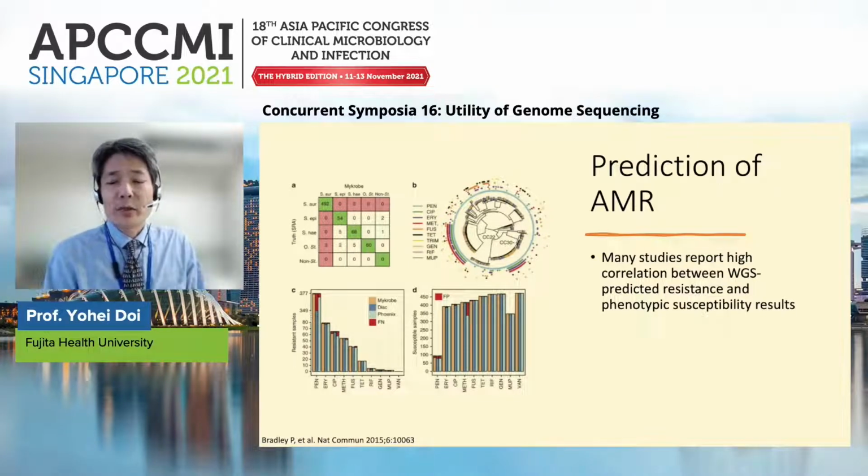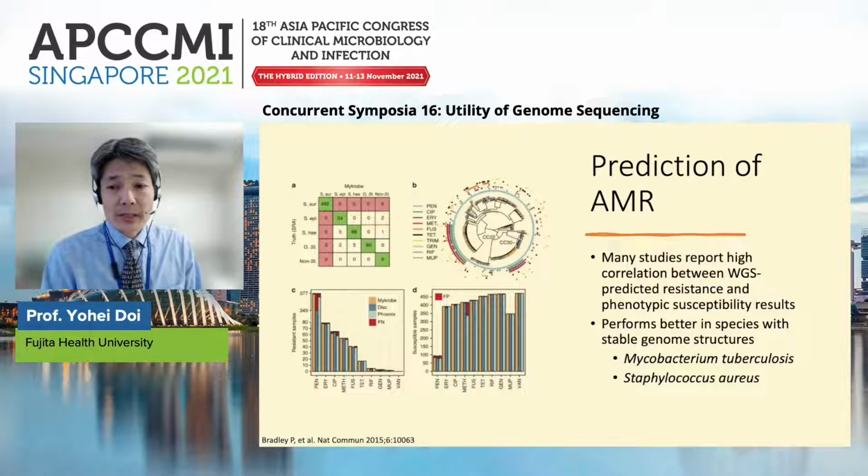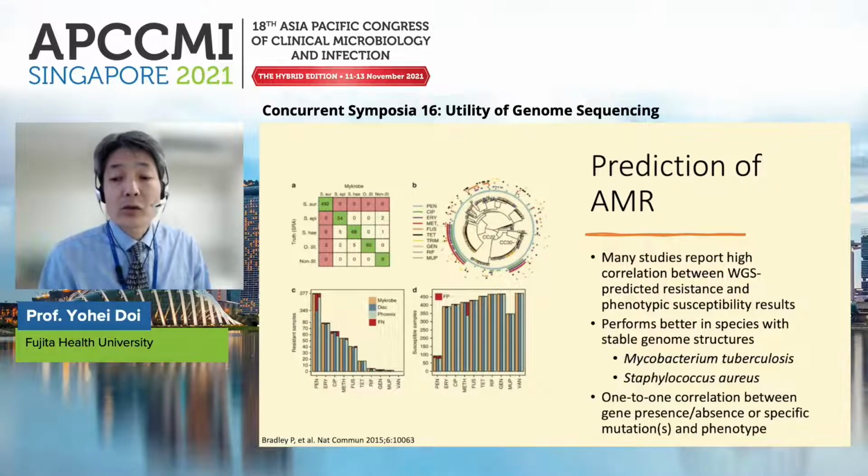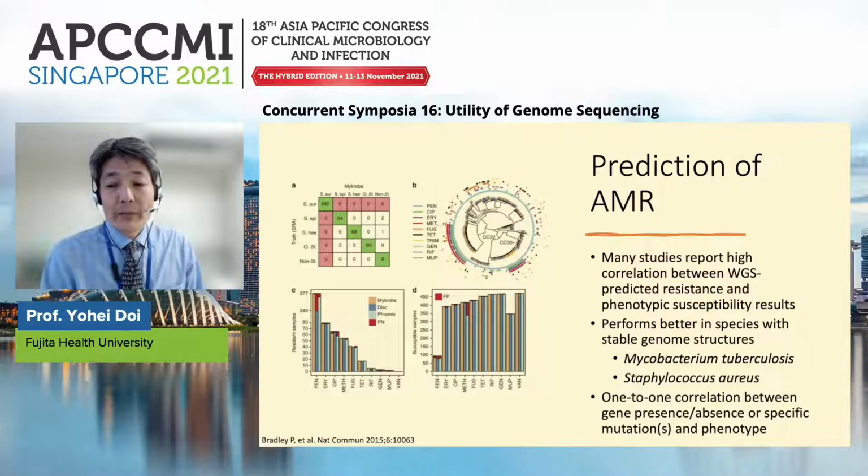Many studies have reported successful correlation between resistance predicted by high-throughput sequencing and the actual resistance phenotype of the bacterial isolates. And we know that this works better, especially in species that have stable genome structures, like Mycobacterium tuberculosis or Staphylococcus aureus. And also when a one-to-one correlation between gene presence or absence or specific mutations and phenotype exists.